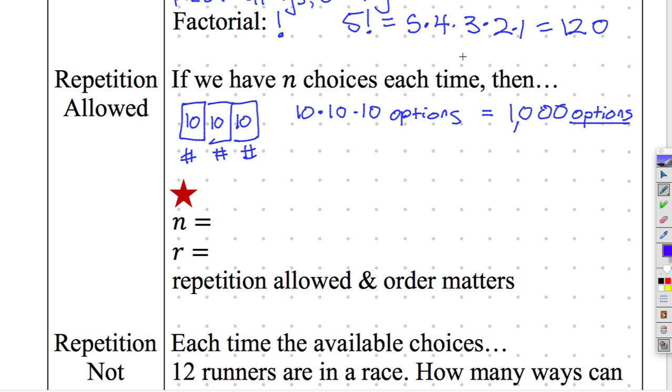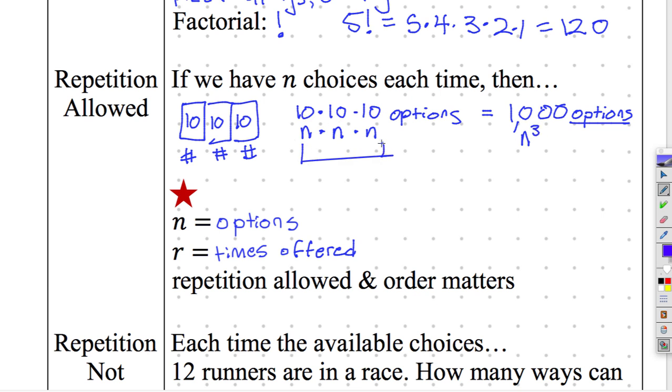All right, so there are 1,000 options. So what were we really doing here? Let's say that n represents the options for each choice, and r is the times offered. Then the equation for repetition allowed is n times n times n. How did I do this? N to the third, and there were 3 options here.